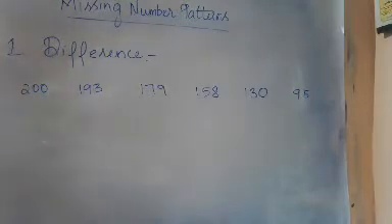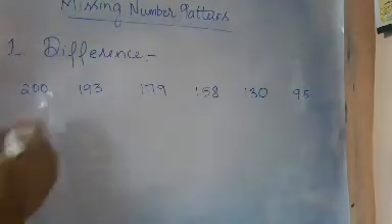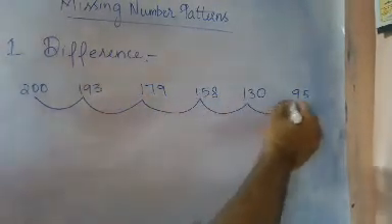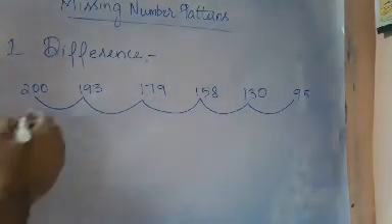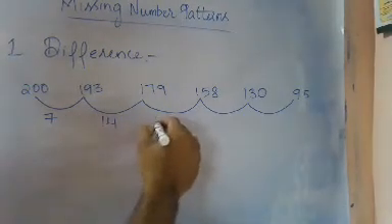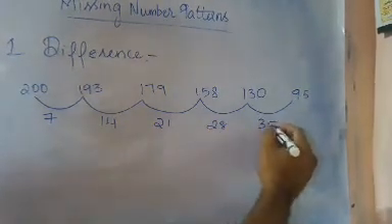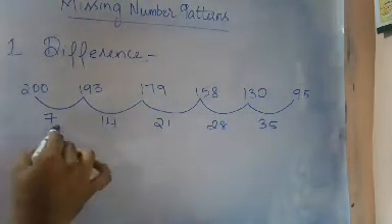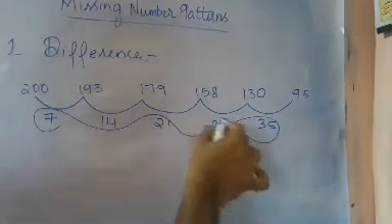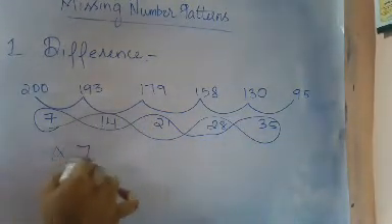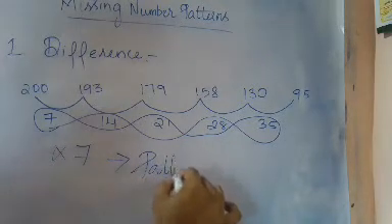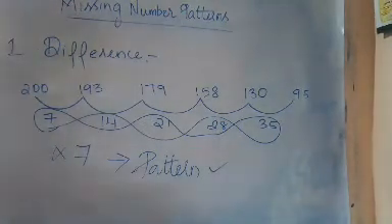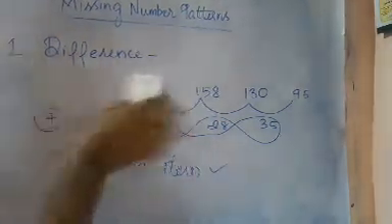So in the sequence we will see what pattern is there. So we are going to find the difference between these numbers first. So the difference is 7, 14, 21, 28 and 35. Is there any pattern here? Yeah, all these numbers are multiples of 7. So there is a pattern in their differences. So let's move on. This is one of the patterns. So let's move on to another pattern.